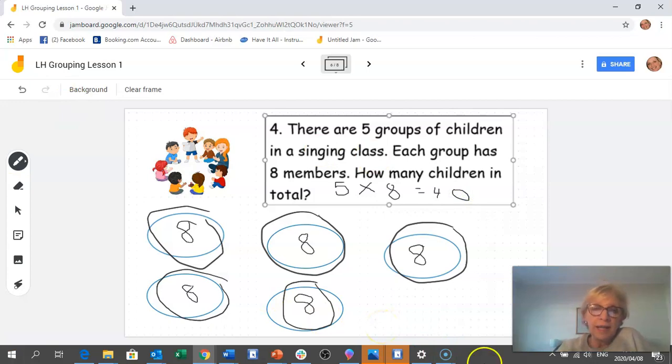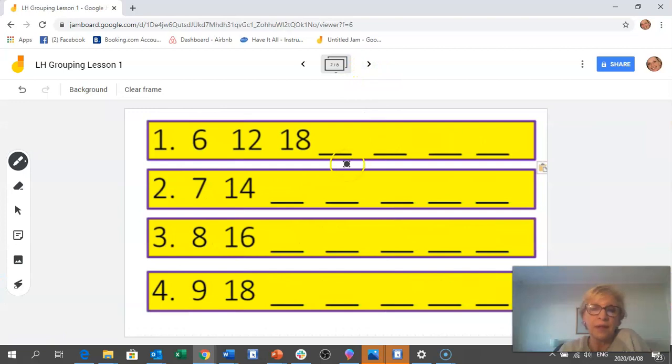Are you getting the idea? 5 times 8 or 8 times 5 is 40. And now what I'd like to do, grade 3, is our last finishing up activity. We're going to be counting now in 6s and in 7s and in 8s and in 9s. So maybe this is the time when you can get your piece of paper out or your booklet or your notebook, and you can see if you can get the answer quicker than I do.